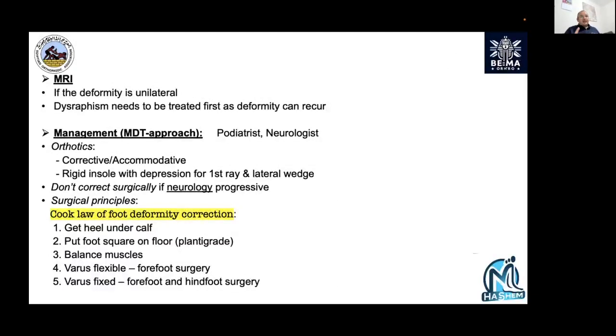You need an MRI scan if your deformity is unilateral, because of the risk of having a spine problem, either injury or dysraphism or compression or whatever is there. You have to have an MRI scan of the spine.